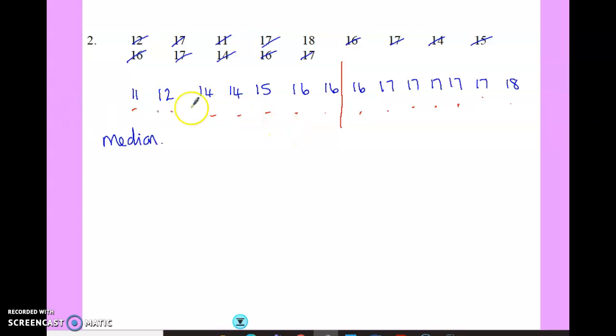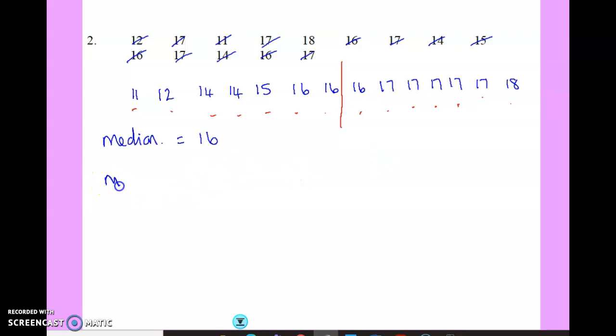Now, my middle number is whatever number is in between 16 and 16. In between 16 and 16 is just 16. If it had been 1 over, and it had been in between 16 and 17, it would have been 16 and a half. Okay, remember numbers are continuous. You can always get numbers in between.